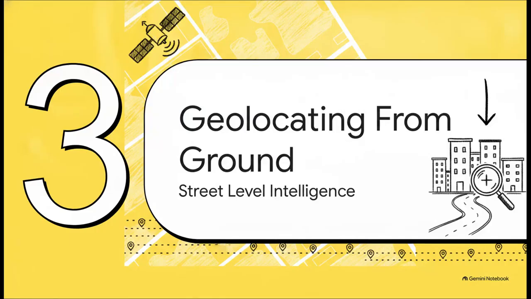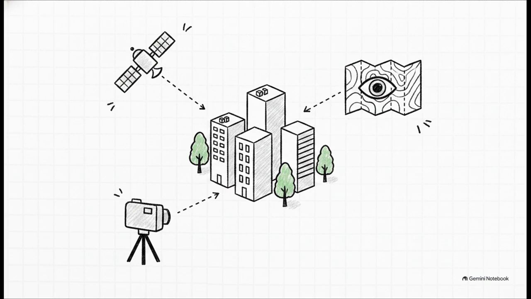All right, part 3, geolocating from the ground. Let's transition from satellites down to street-level intelligence. So imagine you're trying to verify a suspicious video of a military convoy. What do you do? Well, you cross-reference your satellite coordinates using mapping platforms.